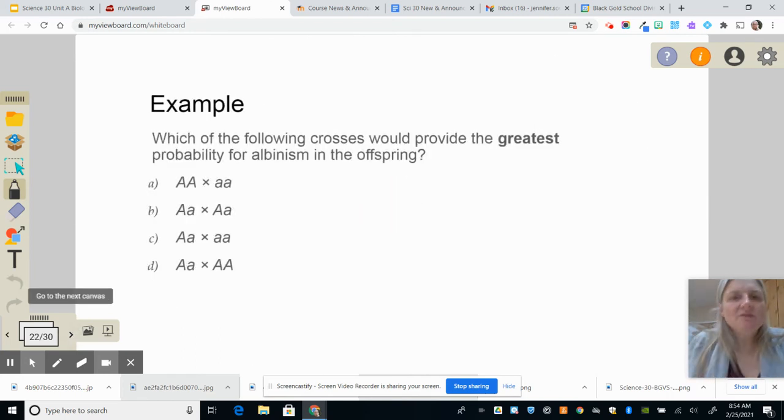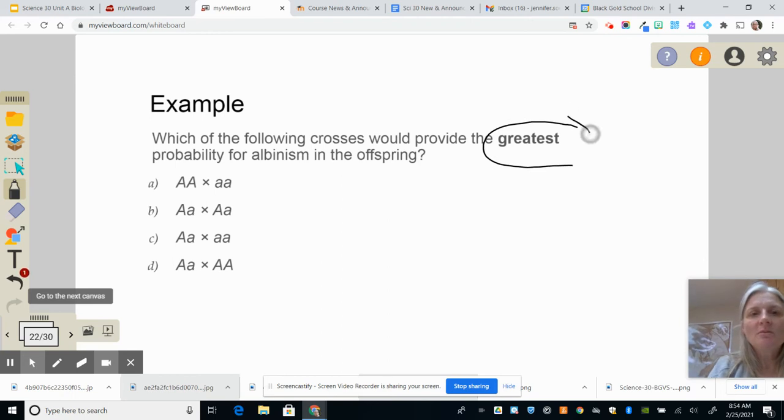All right, another example. Which of the following crosses would provide the greatest probability for albinism in the offspring? All right, so greatest probability for albinism. Remember, albinism only occurs if you've got that. So you'd think more of those recessive alleles, the better your odds of albinism. And you'd be right.